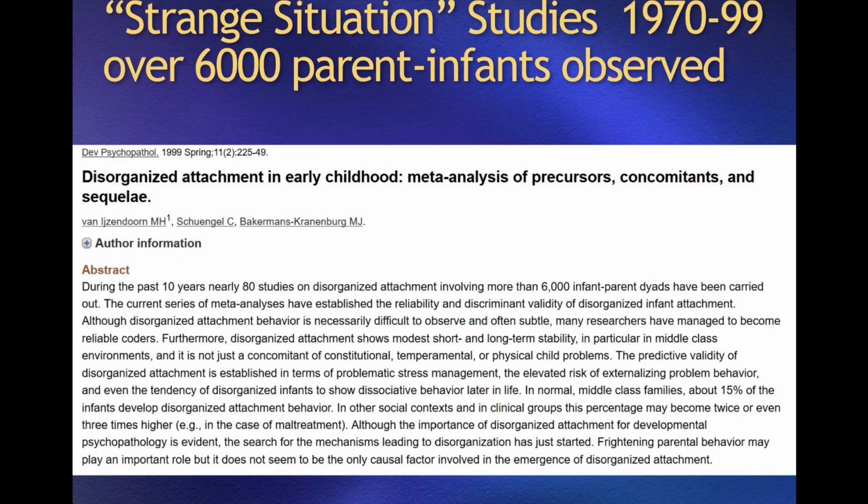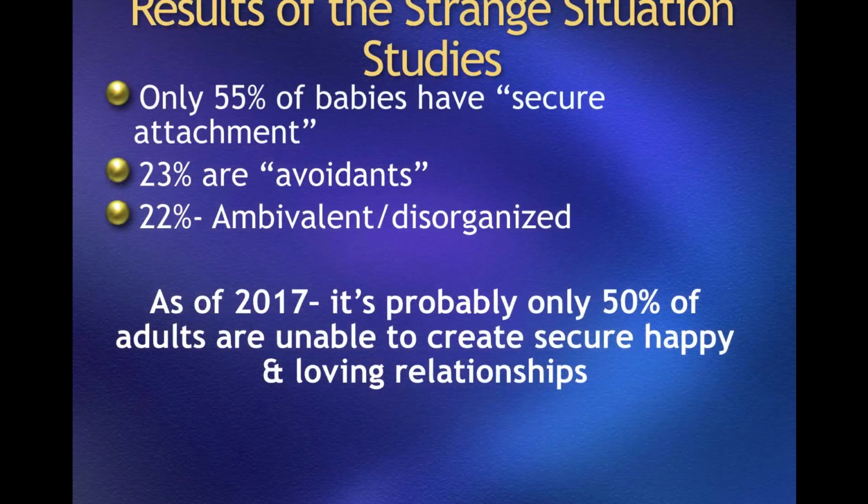But just to back this up, the Strange Situation studies were done from 1970 to 1999. Over 6,000 parent-infant pairs were observed. And essentially, you would put the mother and baby with a stranger in a room.